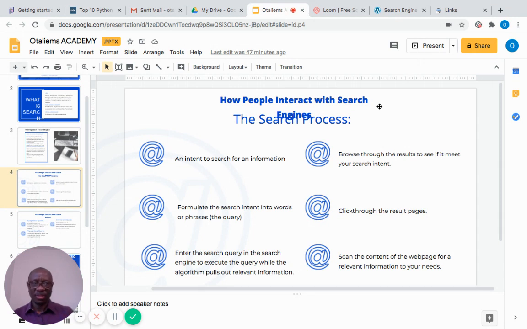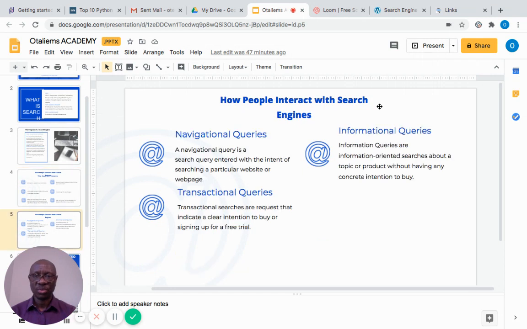I'm going to move to the next one in the next 2 minutes, so make sure that you're taking notes. Search engine is absolutely a good thing for you, especially for beginners. If you want your website to show on search engine, it's really great. It's a great tool. Then we're also going through how people interact with the search engine.